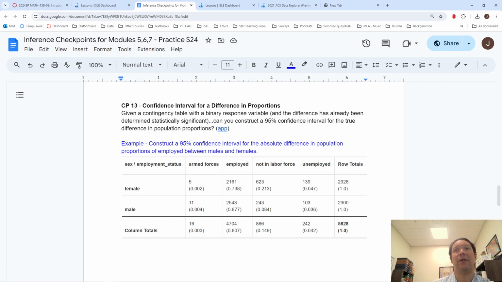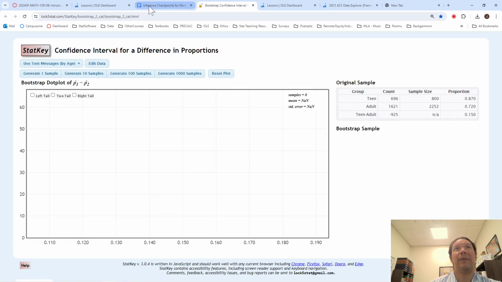Okay, confidence interval. So we're looking at constructing a 95% confidence interval for the absolute difference in the proportions between men and women that are employed. I didn't tell you the age group here. I wish I knew what it was, but we don't know. But this is our data here. We actually got relatively large sample sizes here. So let's open up our app, bootstrap confidence intervals.